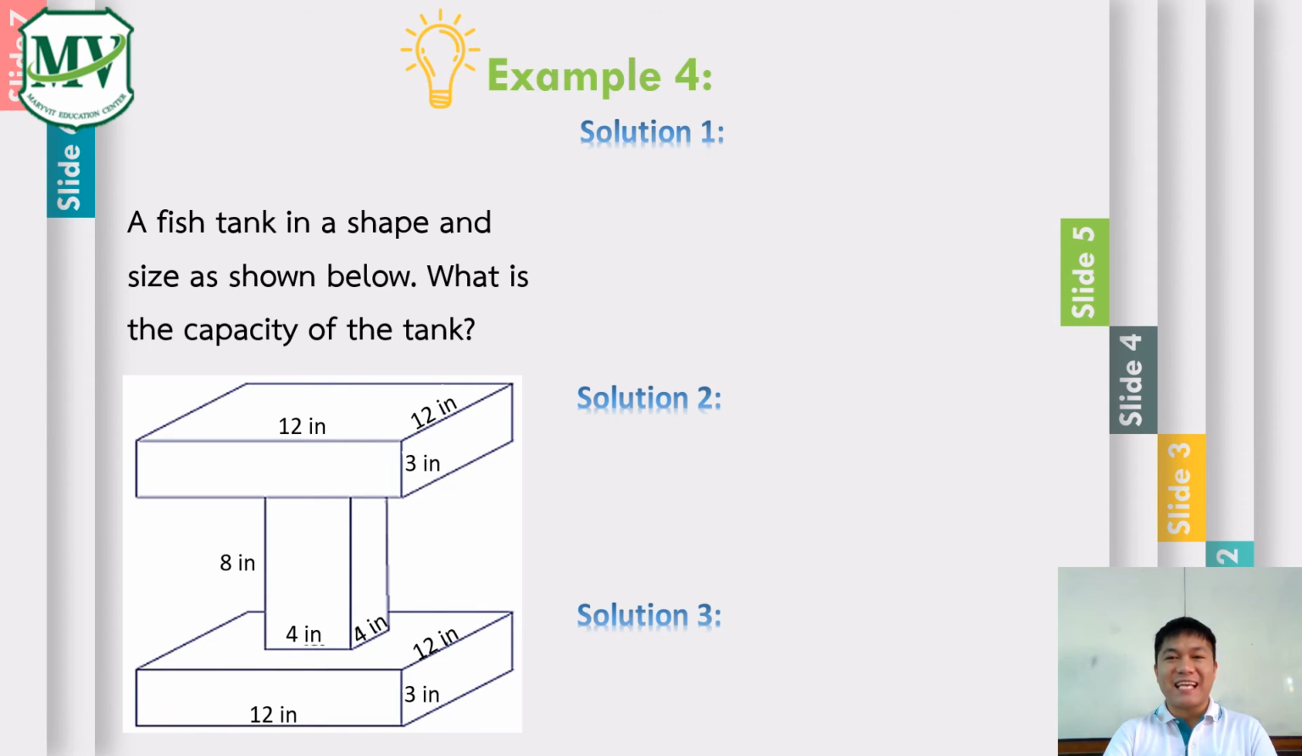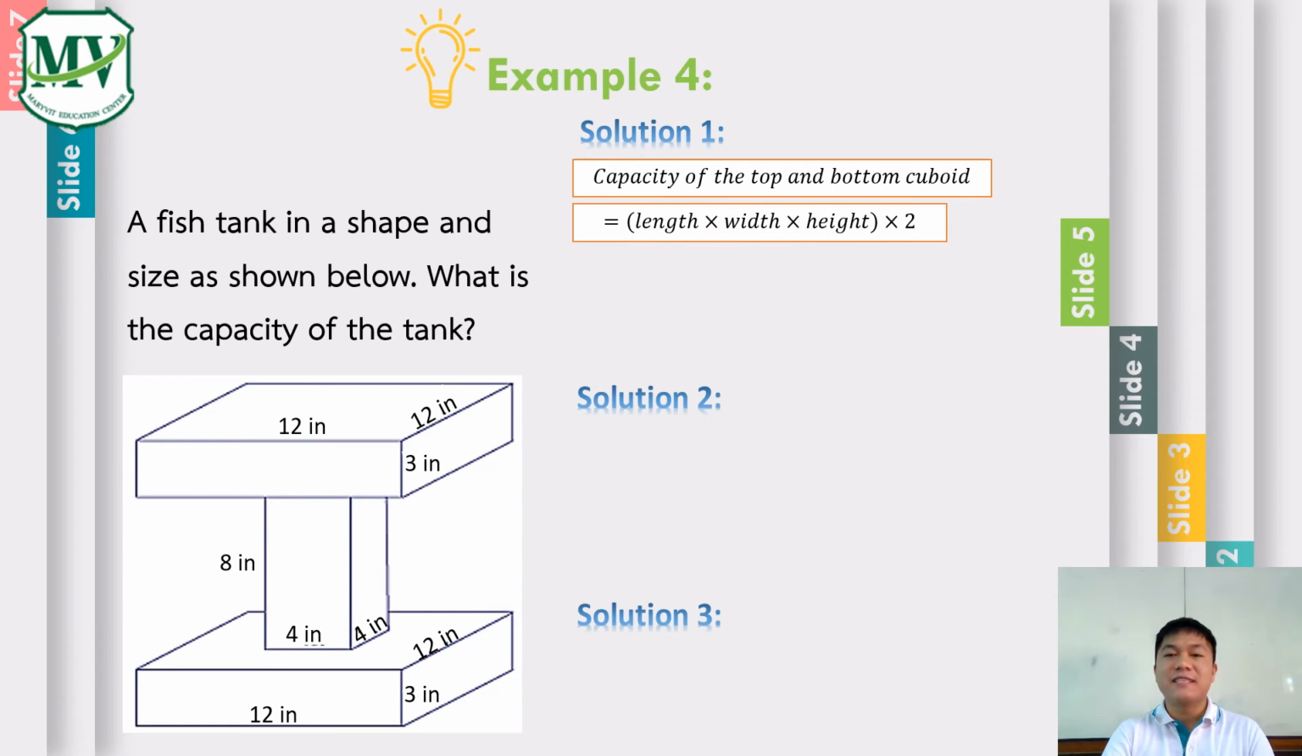We are down to our last example. A fish tank is in the shape and size as shown below. What is the capacity of the tank? In this problem, we need to do three solutions. The first solution, we need to solve for the capacity of the top and the bottom cuboid. The same formula, length times width times height, but this time, we are going to multiply it by 2 since the top and the bottom cuboid have the same dimensions.